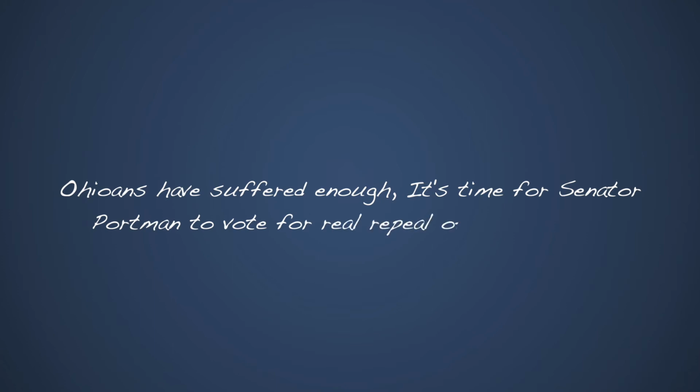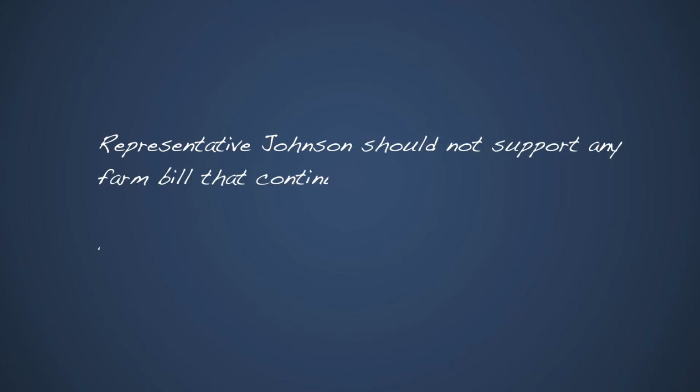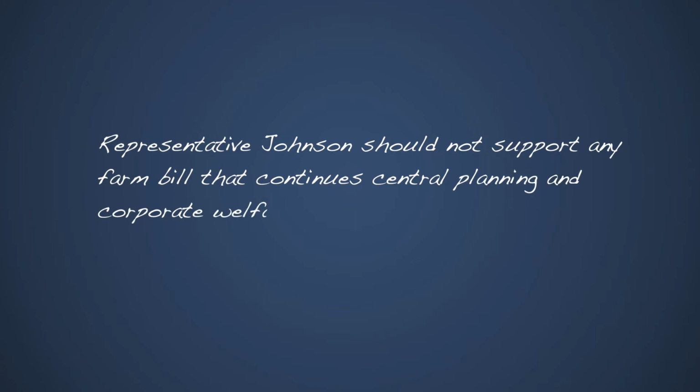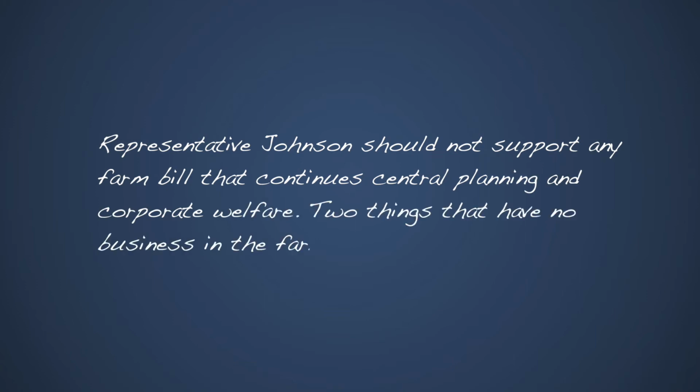The third section, promise. The final section is a promise or your solution to solve the problem you already introduced. This often takes the form of telling your congressman to vote a certain way or to take a specific stand on a piece of legislation. Here's an example. Ohioans have suffered enough. It's time for Senator Portman to vote in favor of real repeal of Obamacare. Another example would be, Representative Johnson should not support any farm bill that continues central planning and corporate welfare, 2 things that have no business in the farm handout system.